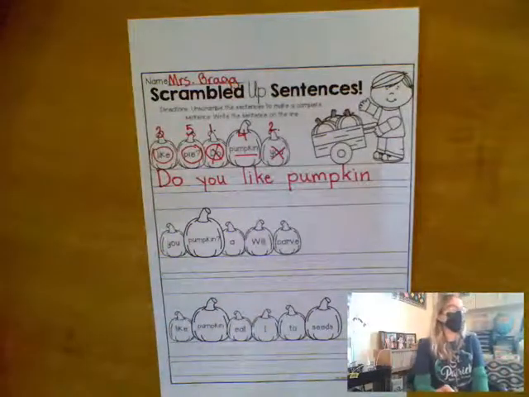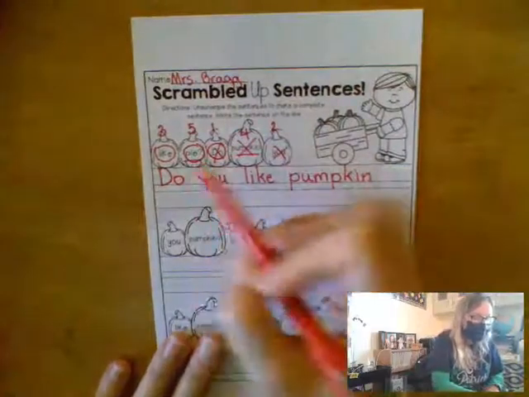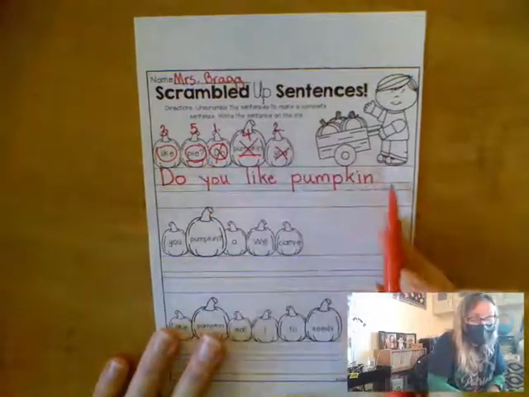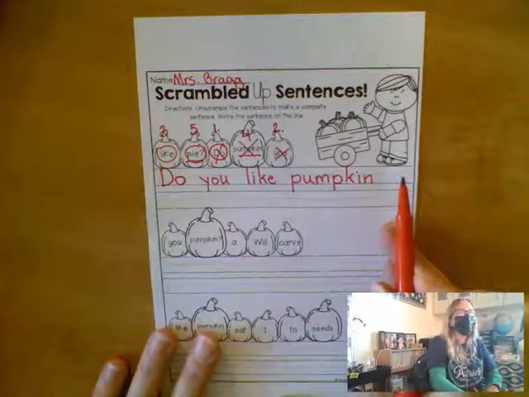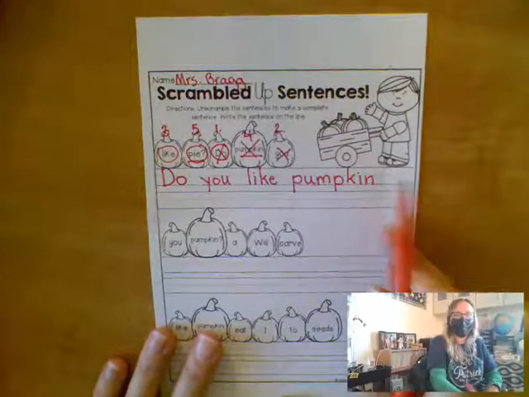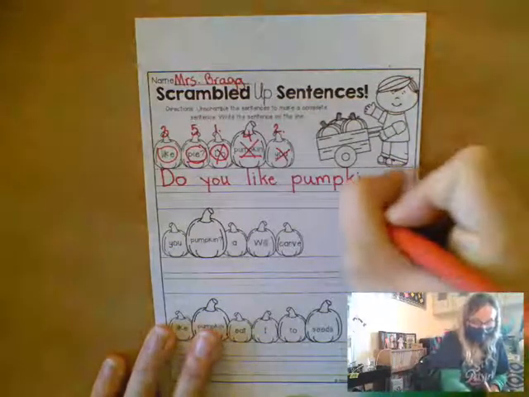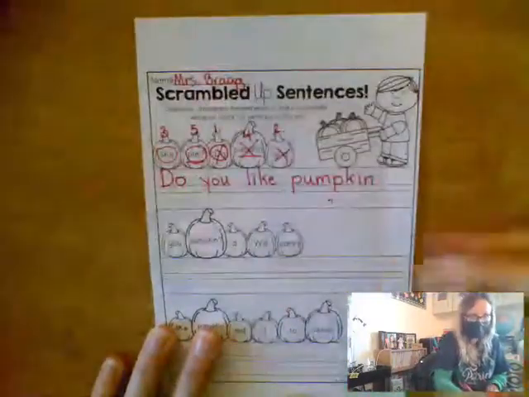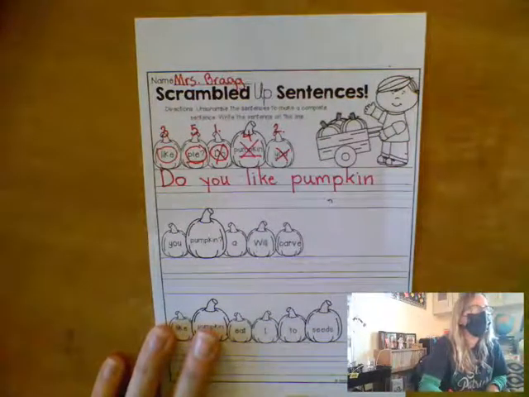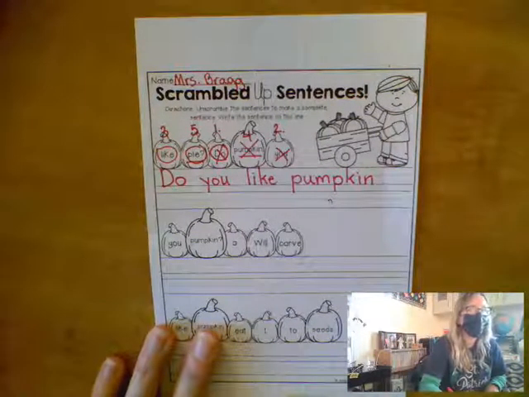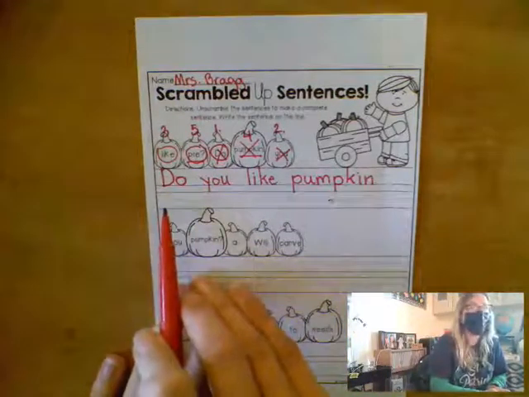Now, check it out. Okay, so I've got do you like pumpkin, and I know my last word is pie with a question mark, but I don't know if I can fit pie with a question mark here. So what do I do? Do I squeeze it up the side like this? No. Do I write it down here? Right here? No. What do I do? I go down to the beginning of the next line.